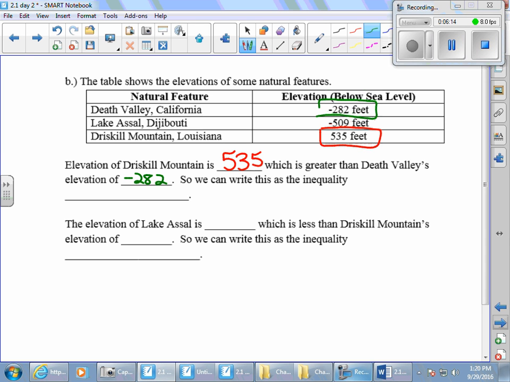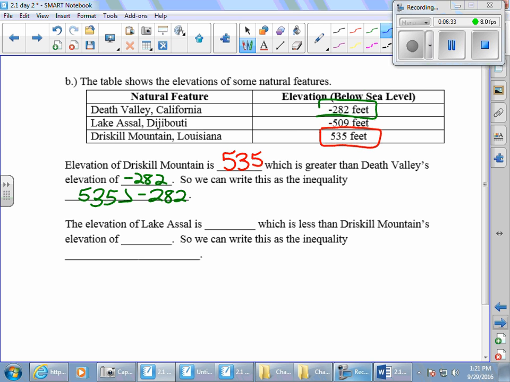Okay, so you can write this as an inequality. I would just always start with the one that appears first. So 535 is greater than negative 282. We're going to learn how to use those words instead of saying greater than, higher than.